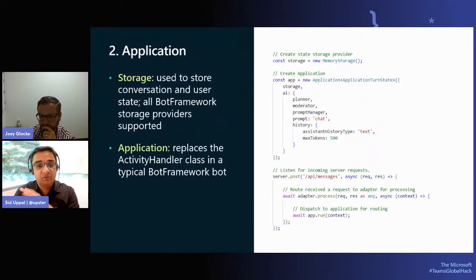So now let's get into the bot logic piece of it, the application object. So this is where you have to first decide what storage provider you want, and that's relevant because of where the conversation history would be stored. And conversation history is quite important in this case to handle ambiguity, like one of the examples Joey mentioned earlier, and I'll show that in a bit as well.